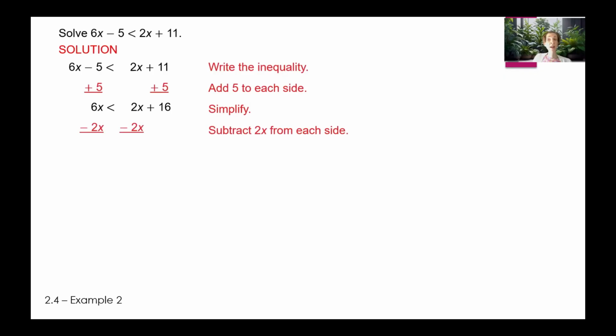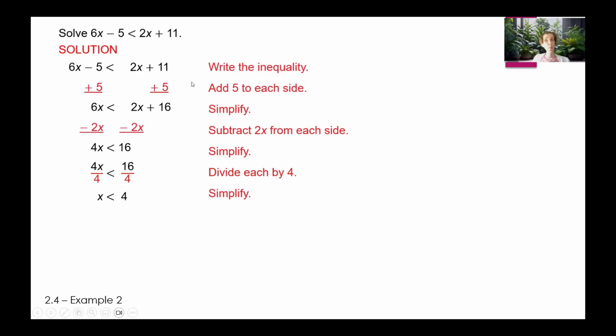So now I have my variable on one side and my number on the other, right? And then I'm going to do what? To get x by itself, I'm going to divide by 4, right? So I get x is less than 4. Okay, and I didn't have to flip the sign because I did not multiply or divide by a negative number.